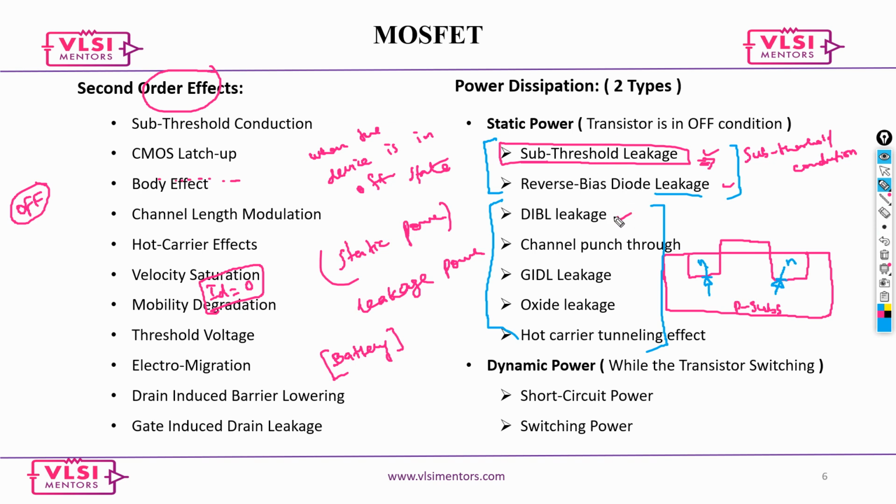So sub-threshold leakage is due to sub-threshold conduction. And then you have reverse bias diode leakage due to the structure of your MOS. Okay. So any question here on static power?